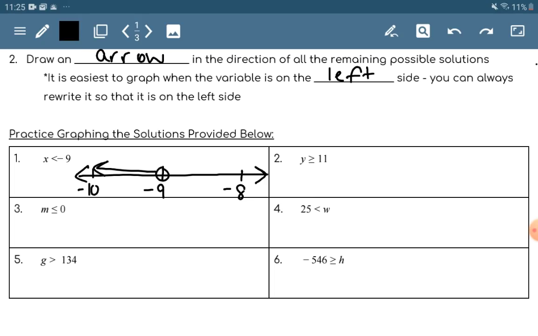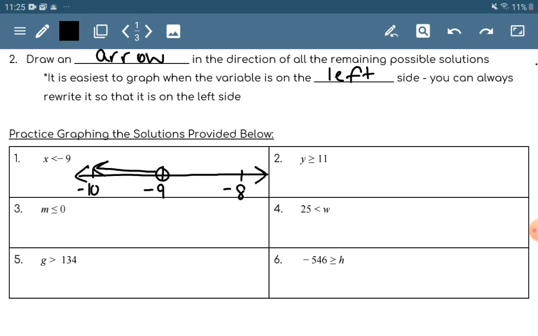Another way to figure out which way your arrow is going to go, and this only works when your variable's on the left side, is that your inequality symbol looks a lot like an arrow to begin with. It looks like it's pointing to the left, and so does my arrow and my number line. So we can use that to help us. So let's practice again in number 2.